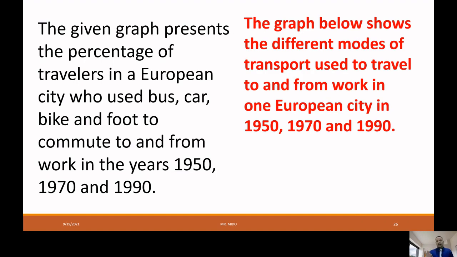So what will we say? The question here, with a red line on the right, says "the graph below shows." So we'll say "the given graph." And instead of graph, you'll say what? Bar graph. Yes, perfect. Thank you. So: the given bar graph represents. Instead of saying shows, I said presents or represents the percentage of. You see here different modes of.